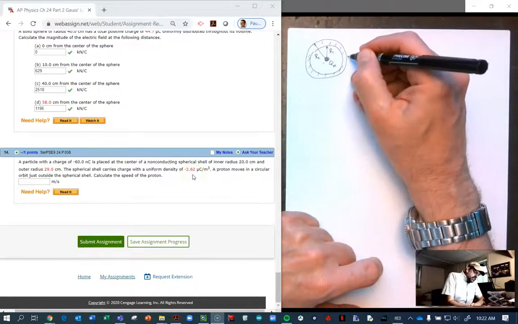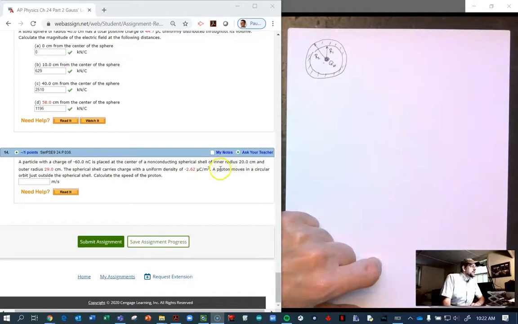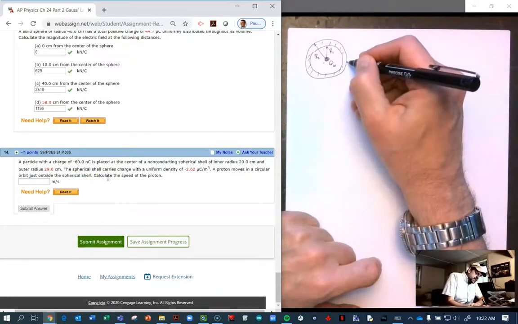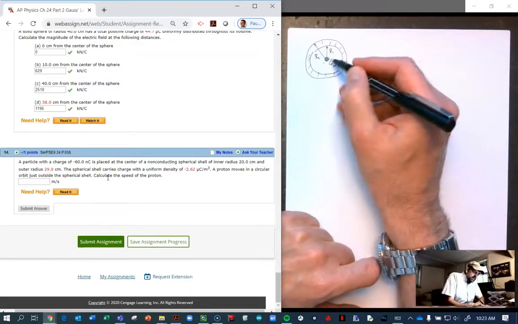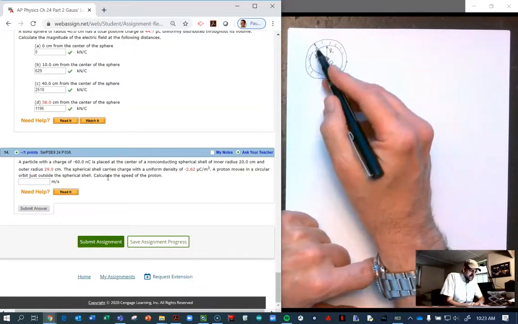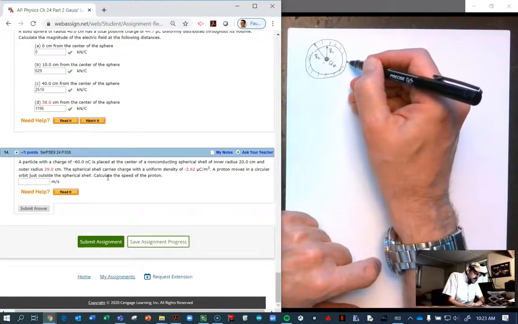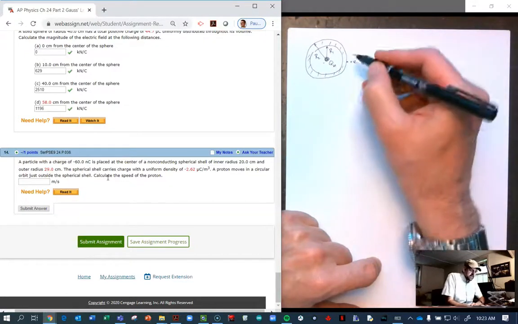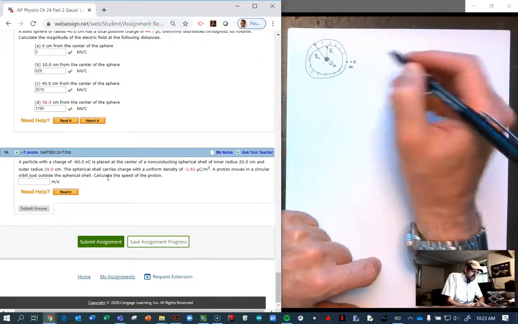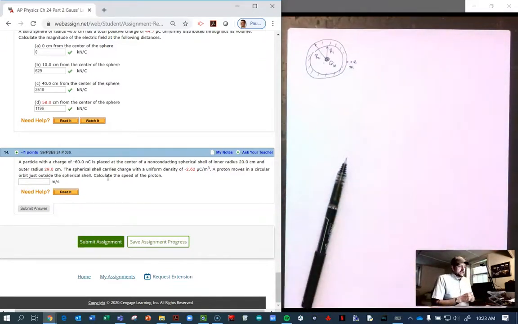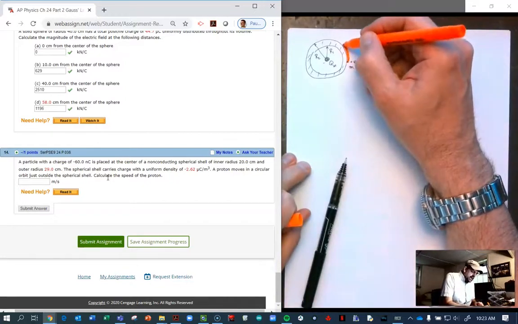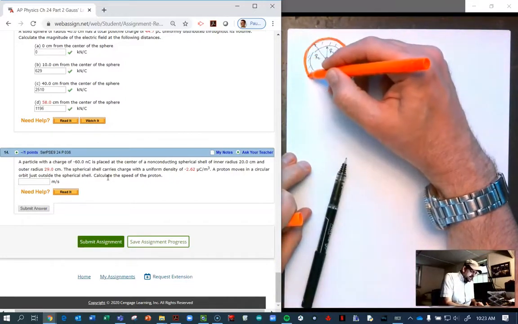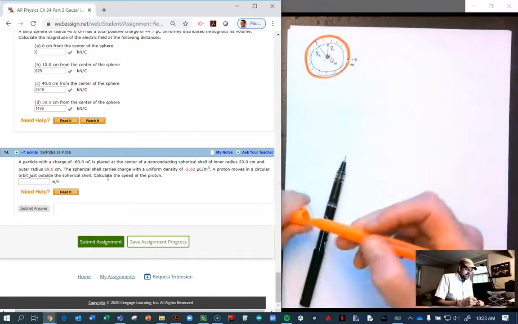The idea is there's a proton, and what are the words? A proton moves in a circular orbit just outside the spherical shell. So those words mean that essentially the radius that the proton is going to be traveling is the same as R2. Alright, so I'm going to draw it out here, and I'm going to call it positive little e, that's the charge, and then this little guy has a little mass of the proton, and this is going to move in the circular path. And the question is, what is the speed of the electron?